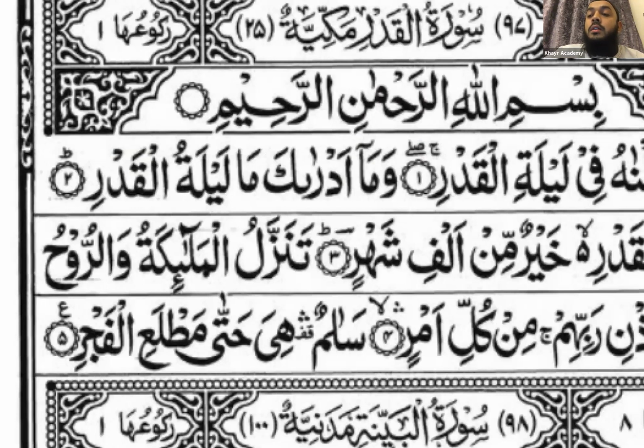So look. Min kulli amrin salam. There's one set here, there's one set here. So this is verse number 1. This is number 2. This salam itself is number 2, and here hatta matla al-fajr is 3. So you can join 1 and 2, or you join 2 and 3. Okay, that's what you do. That's what those 3 dots mean. Okay, let's go to the next subject.